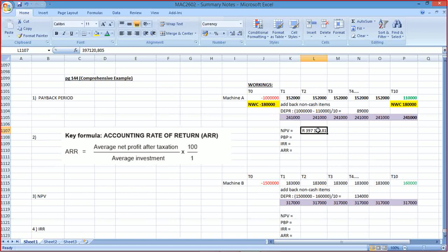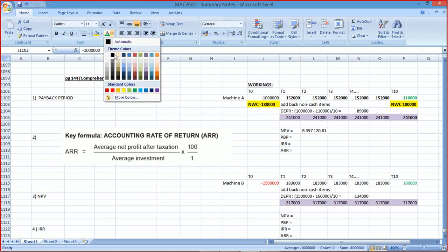Let me go back to my calculator. My first year is now going to be negative $1 million plus negative 180, so negative 1,180,000. So your T0 is those two amounts together.